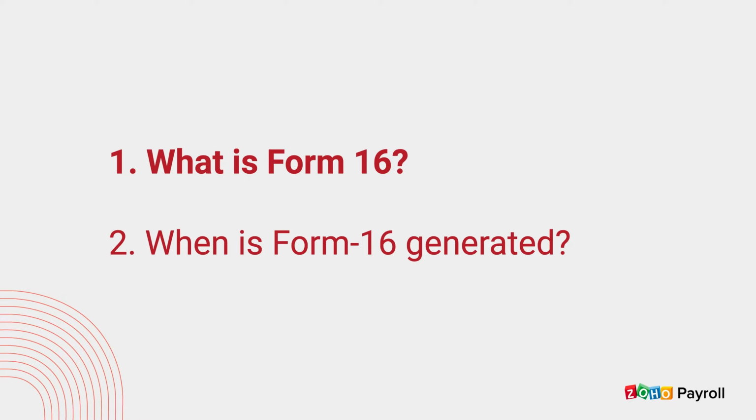Form 16 is a statement which provides proof of the income a person has made in an organization, the exemptions availed, and the taxes paid to the government by the employer on behalf of that person.